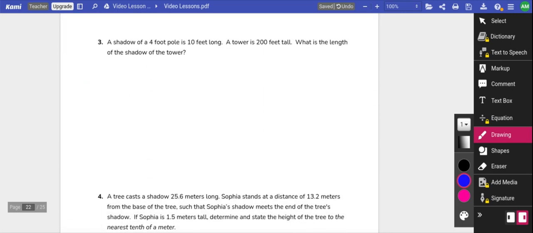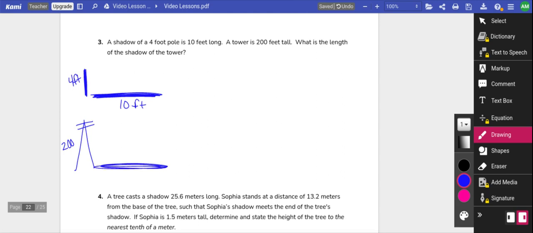All right. Now we have the shadow of a 4-foot pole. So let's draw a pole. I guess I'm just going to draw a pole like this. So the shadow of the pole, here's the shadow on the ground, is 10 feet long. A tower, okay. What kind of tower do we think it is? I guess I'm going to make it a cell phone tower. It is 200 feet tall. Oh, I forgot to label this as 4 feet, the height of the pole. Okay. What is the length of the shadow of the tower?